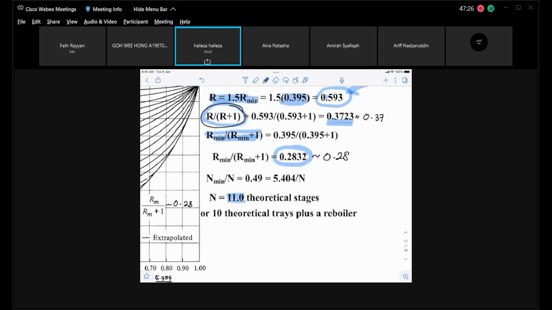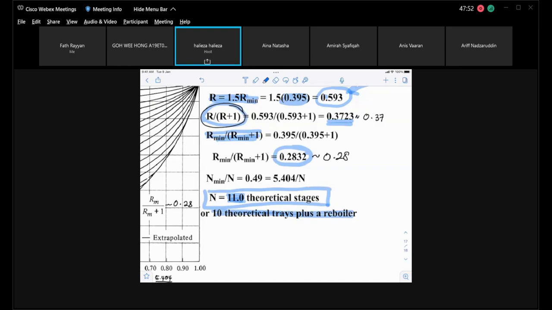You need to know the efficiency of your plate or your tray before you can get the actual number of stages. Once you manage to get that, you have to write it in this form, because one of the stages is going to be a reboiler. So you have 10 trays or plates plus one partial reboiler. But if you write this form it is still fine, it is just referring to stages.